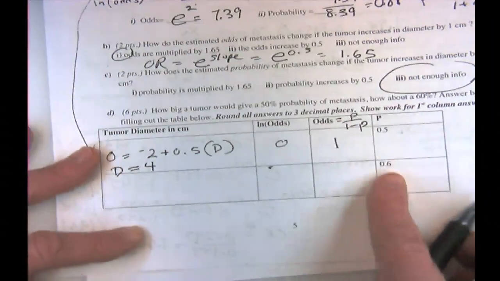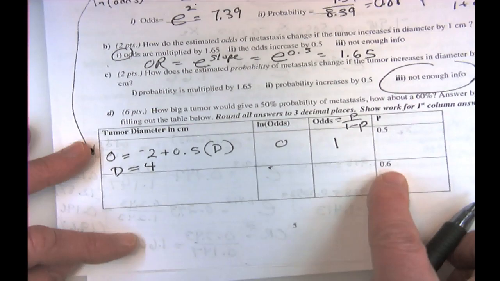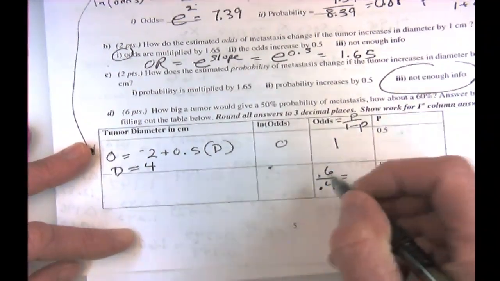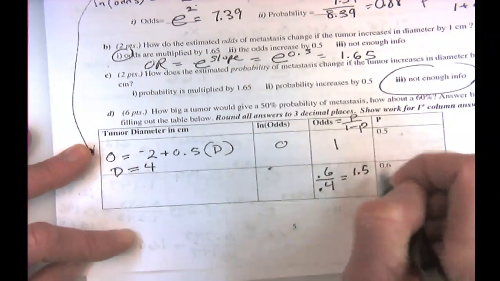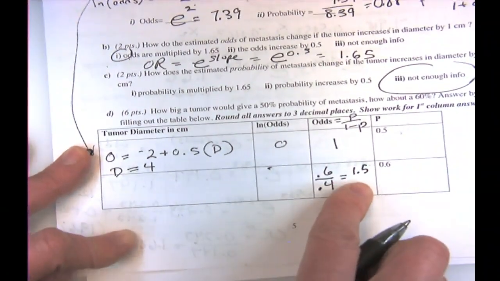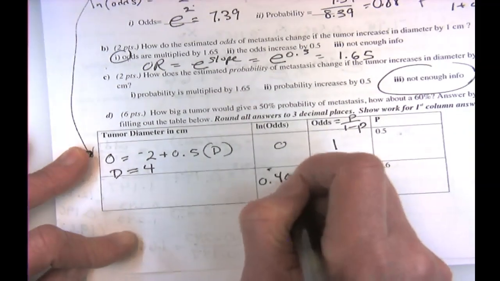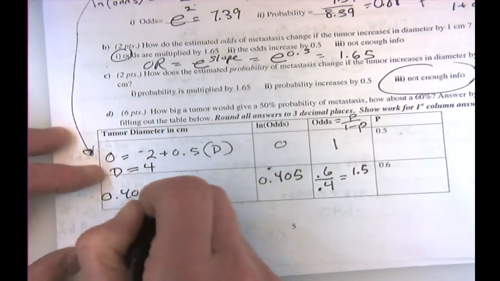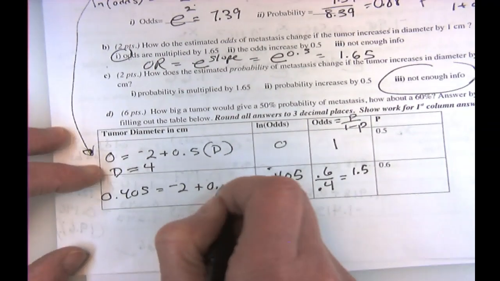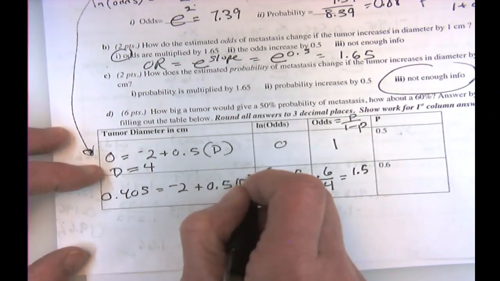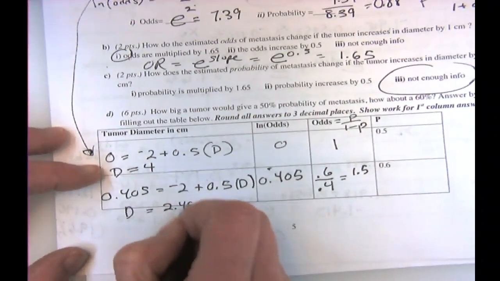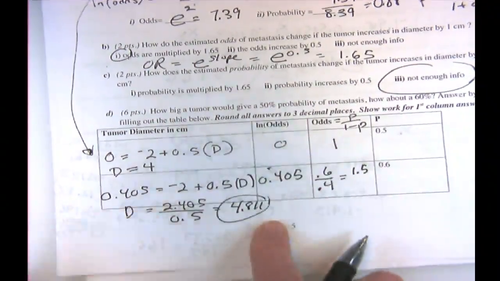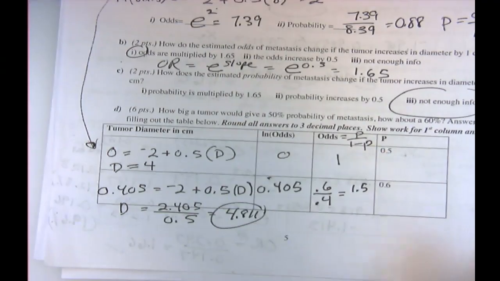All right, now let's do this one. 0.6 probability is what odds? 0.6 over 1 minus 0.6. So it's 3 to 2, or 1.5 odds. And you'd have to take the log of 1.5. It's the log of 1.5. And now you just solve again. Okay, so that's the answer. Any questions on this?